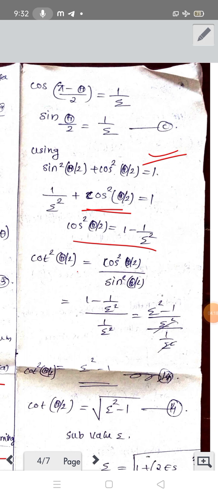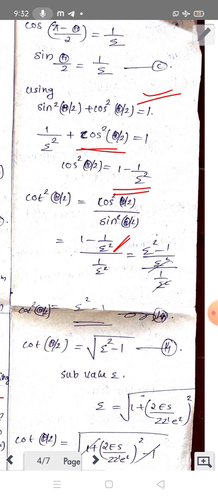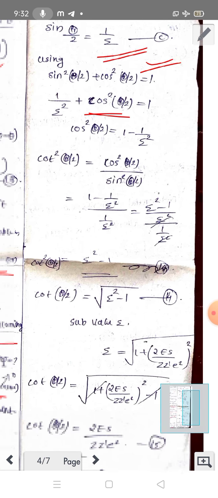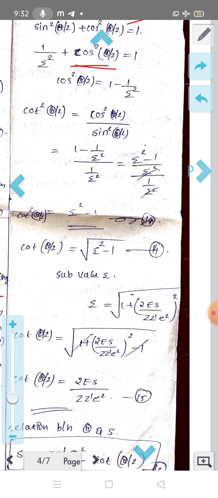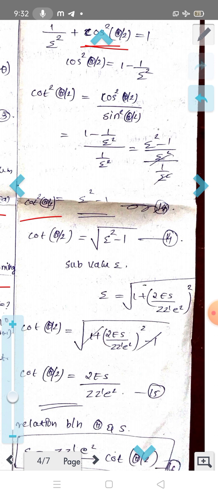What is cot square theta by 2? The trigonometric relation: cot square theta by 2 is cos square theta by 2 by sin square theta by 2. So we know what cos square theta by 2 is, it is this value. Substitute here 1 minus 1 by epsilon square, and sin square theta by 2 is 1 by epsilon square. Cross multiply and cancel the common terms. So we will get cot square theta by 2 is equal to epsilon square minus 1.